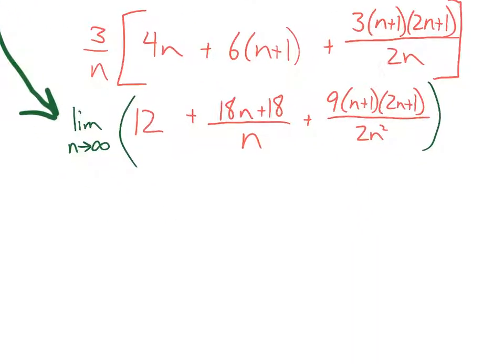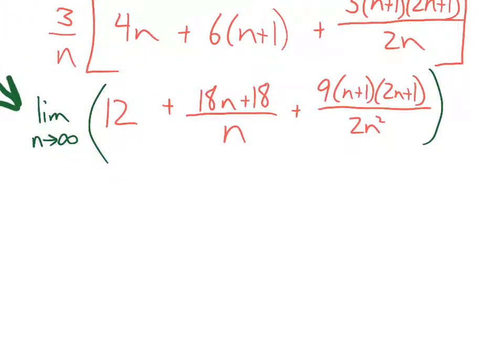So, let's think this through. What's the limit of 12? 12. What's the limit of 18n plus 18 over n? It's 18. N is approaching infinity, so what am I thinking? They're the same degree, the bottom and the top, so it's going to approach 18 over 1, or 18. And on the last term, don't do more work than you have to. The only term I care about in the numerator is the first one, the highest degree.